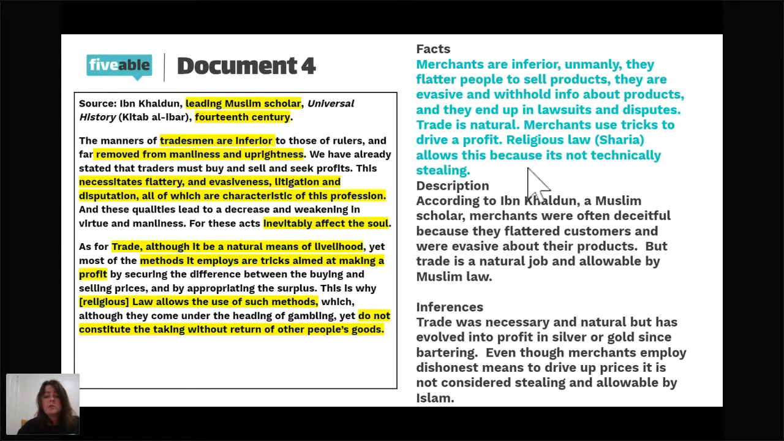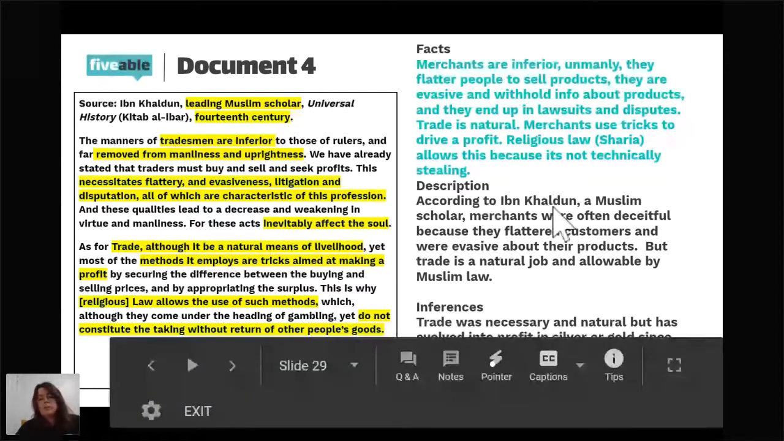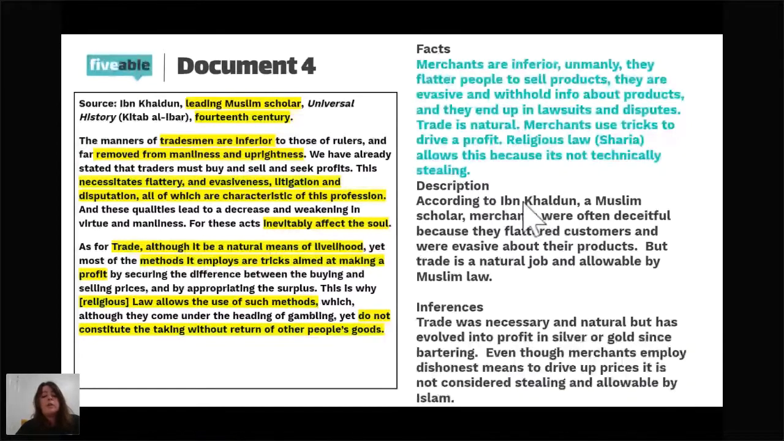Okay, so how do I turn this into a description? So I put "according to Ibn Khaldun." So instead of putting "according to document 4," I put his name. So you could do that, or you could do "according to the universal history," just to change it up. So according to Ibn Khaldun, a Muslim scholar, merchants were often deceitful because they flattered customers and were evasive about their products. But trade is a natural job and allowable by Muslim law. So I just kind of rounded these facts up into the gist of the facts, right?